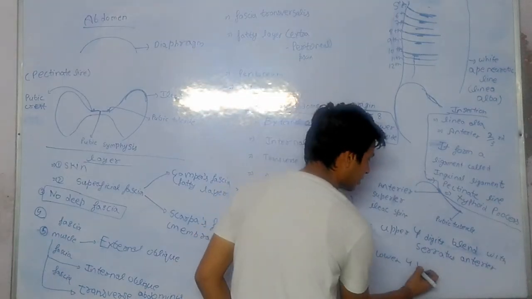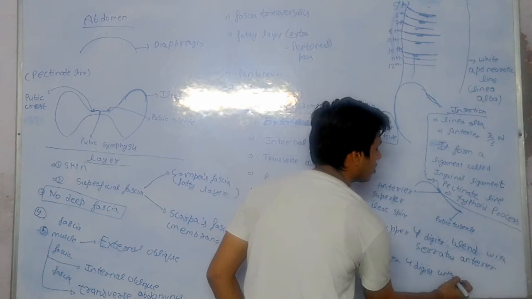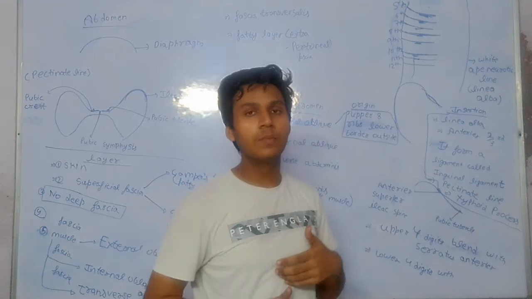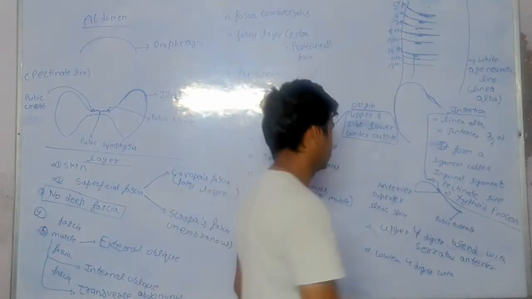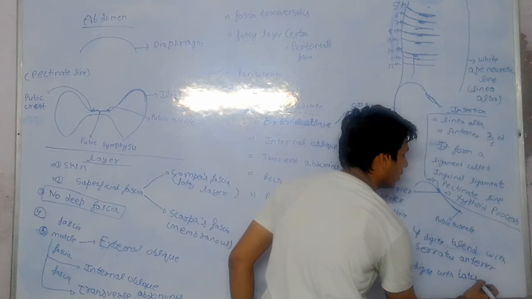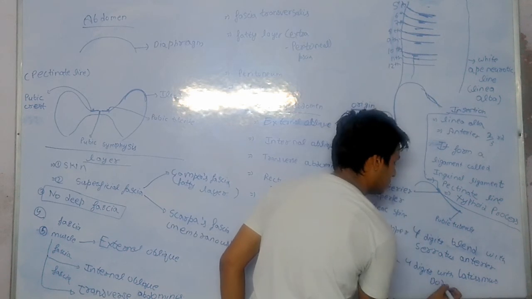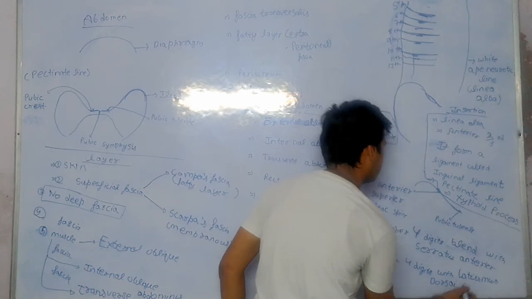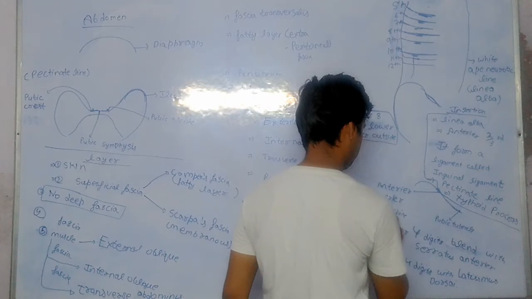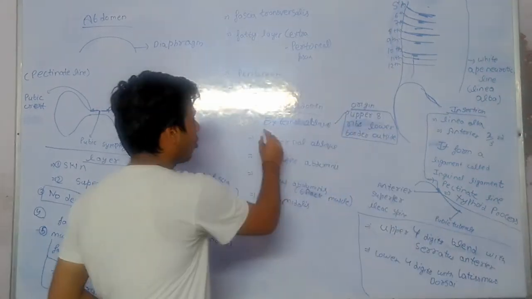The lower 4 digits blend with latissimus dorsi. Latissimus dorsi is also present on the lower 6 ribs, T7 to T12. Done. So these are again some important points about external oblique. These are the origin and insertion.